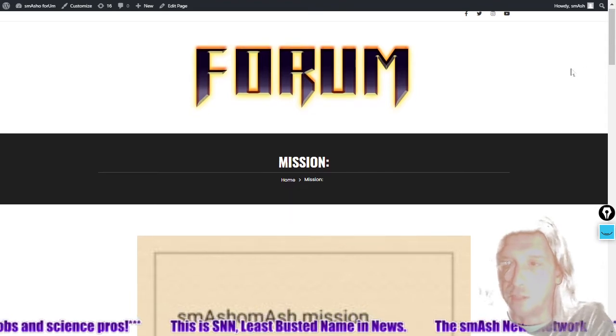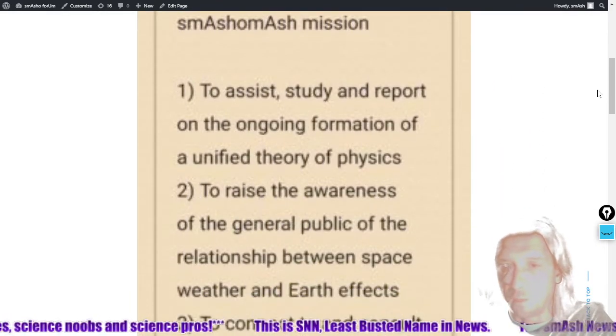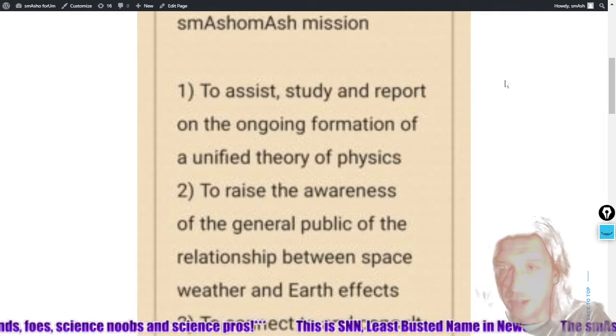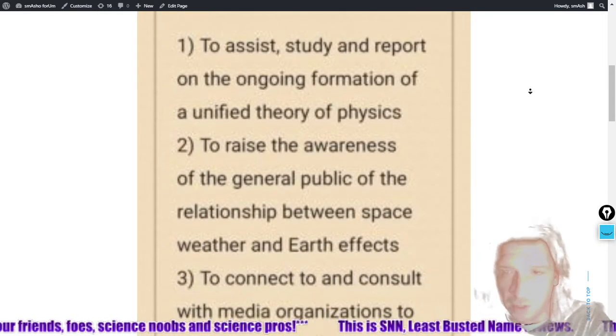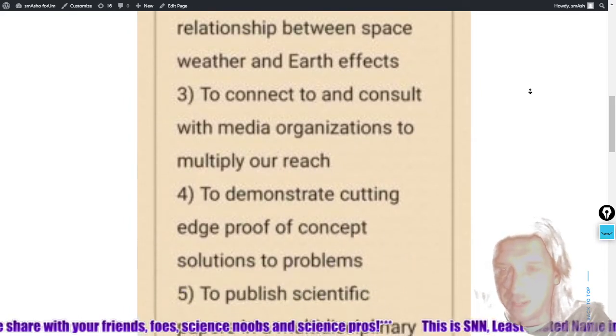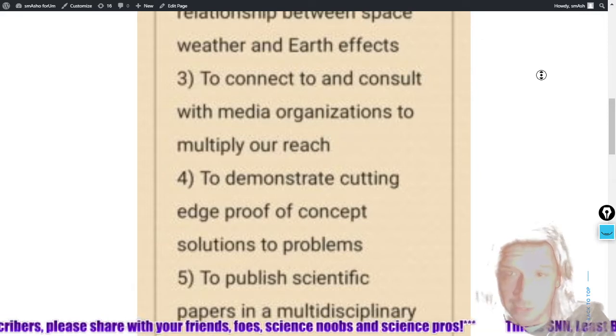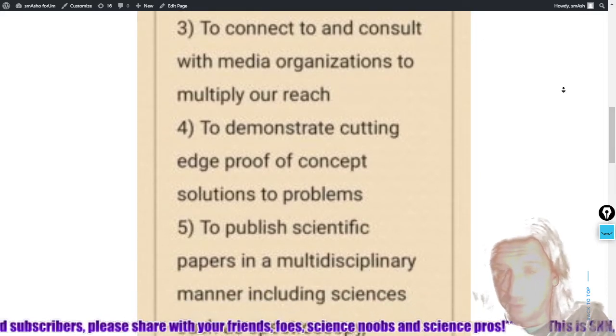What you're funding is our mission, primarily. And our mission is to assist, study, and report on the ongoing formation of a unified theory of physics, to raise the awareness of the general public of the relationship between space weather and Earth effects. Yes, your weather comes from space, folks. To connect and consult with media organizations to multiply our reach.